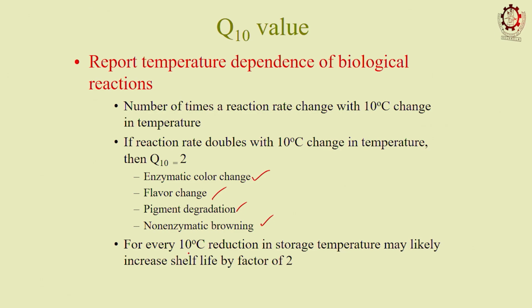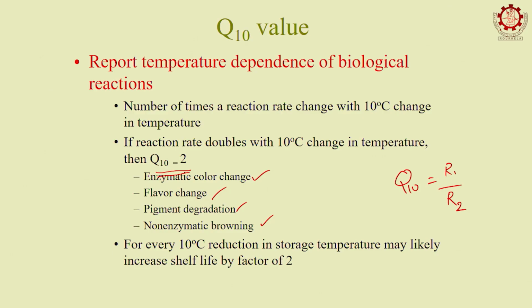Then you can say that based on those changes, for every 10 degree change, it may increase the shelf life by a certain factor if I have a Q value of 2. So in other words, you calculate the reaction's Q10. At reaction temperature 1, reaction temperature 2, if this value is 2, then if I change the temperature by 10 degrees, my reaction rate is going to change, and our shelf life is going to increase by a factor of 2.